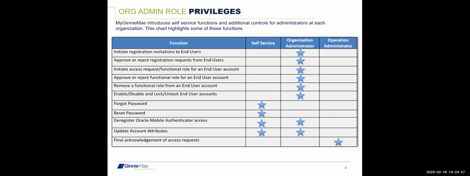You're also able to assist end users with deregistering for the Oracle Mobile Authenticator, and you're able to update certain account attributes that users are not able to update on their own, like their RSA token number. So we strongly encourage that at the time you send a registration invitation, if you know that someone is a token holder, that you enter their token serial number at the time you send that registration invitation.